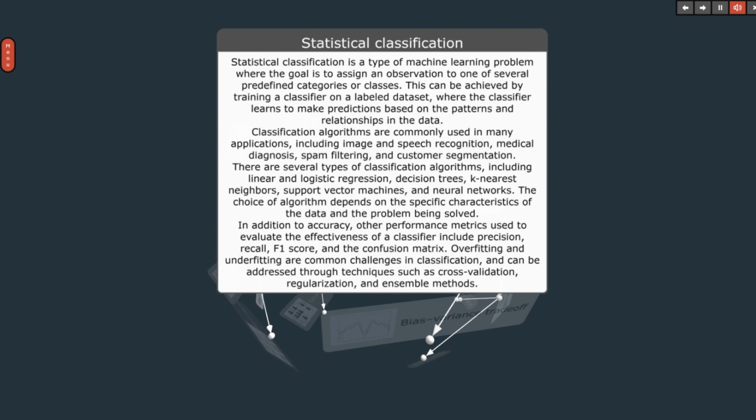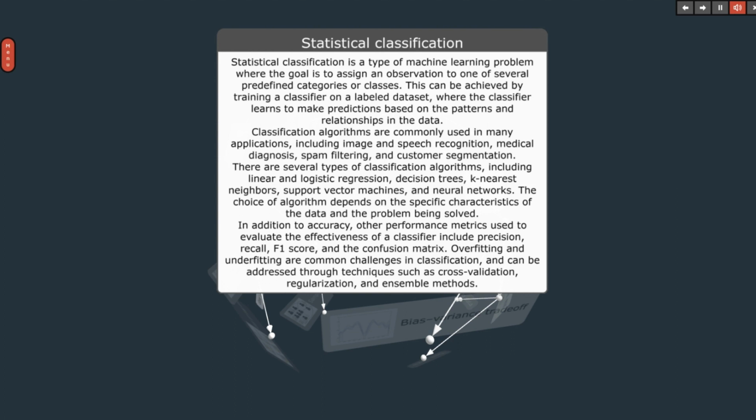Classification algorithms are commonly used in many applications, including image and speech recognition, medical diagnosis, spam filtering, and customer segmentation. There are several types of classification algorithms, including linear and logistic regression, decision trees, k-nearest neighbors, support vector machines, and neural networks. The choice of algorithm depends on the specific characteristics of the data and the problem being solved.